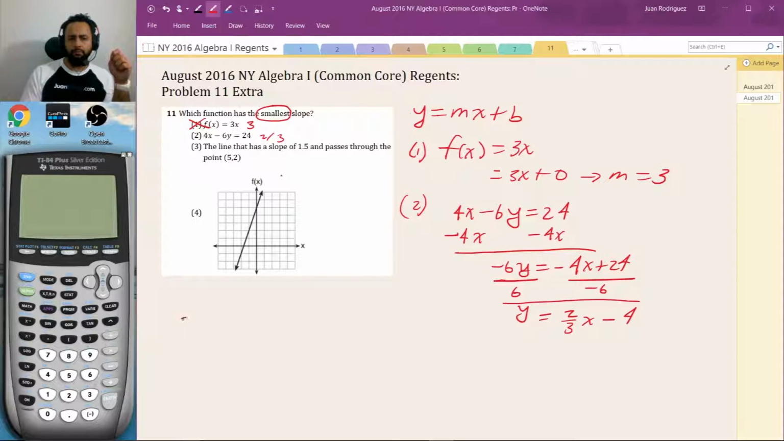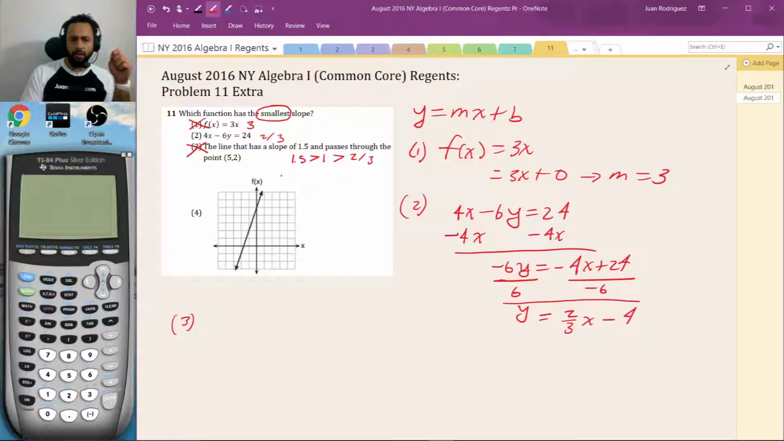Choice 3, let's see, the line that has a slope of 1.5. Well, 1.5 is greater than 1, which is greater than 2/3. So 1.5 is bigger. Definitely not, we're looking for the smaller slope.